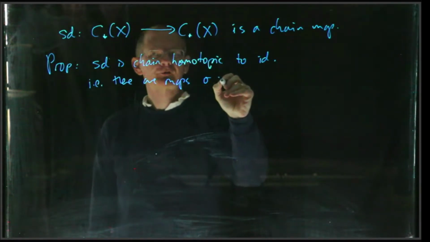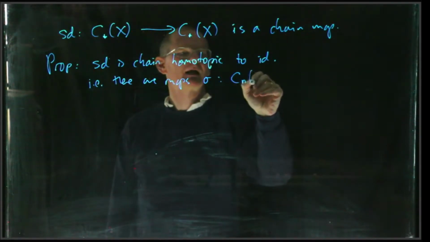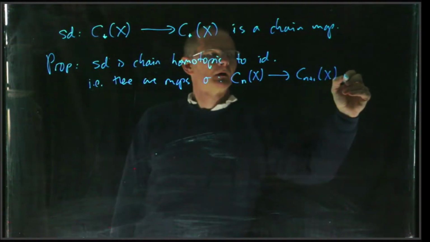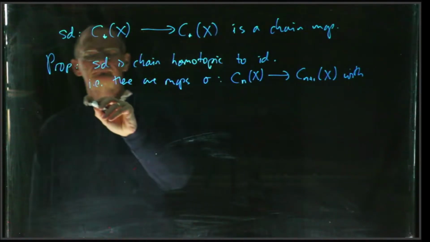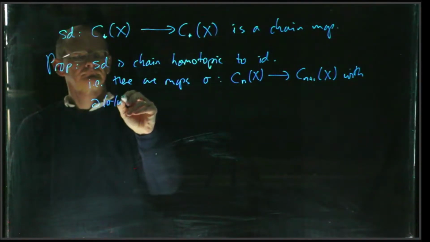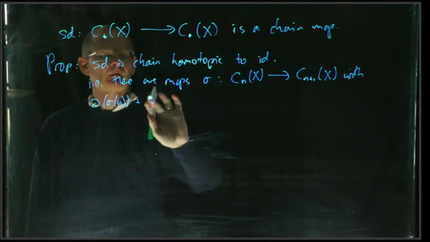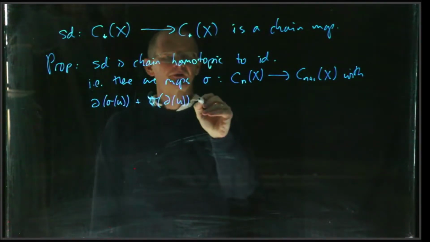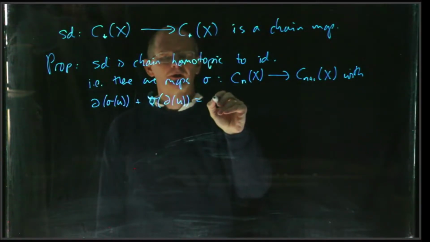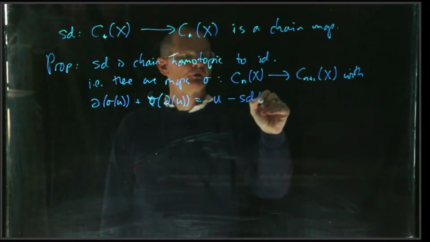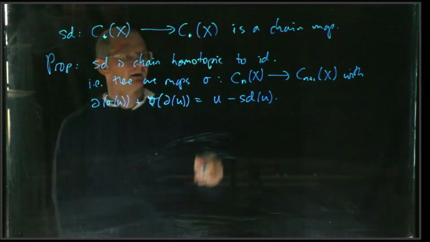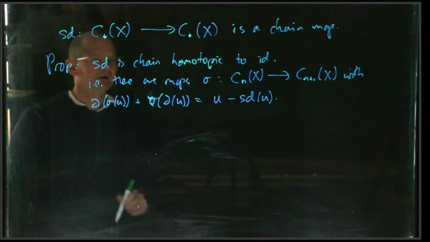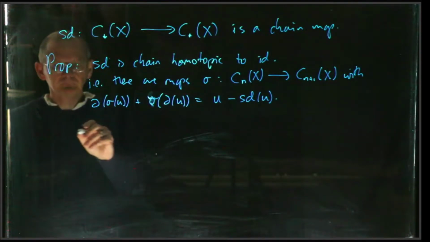There are homomorphisms sigma from C_n X to C_{n+1} X such that d sigma plus sigma d is equal to the identity minus the subdivision of u. So it's the identity minus d sigma plus sigma d is the identity minus the subdivision map.